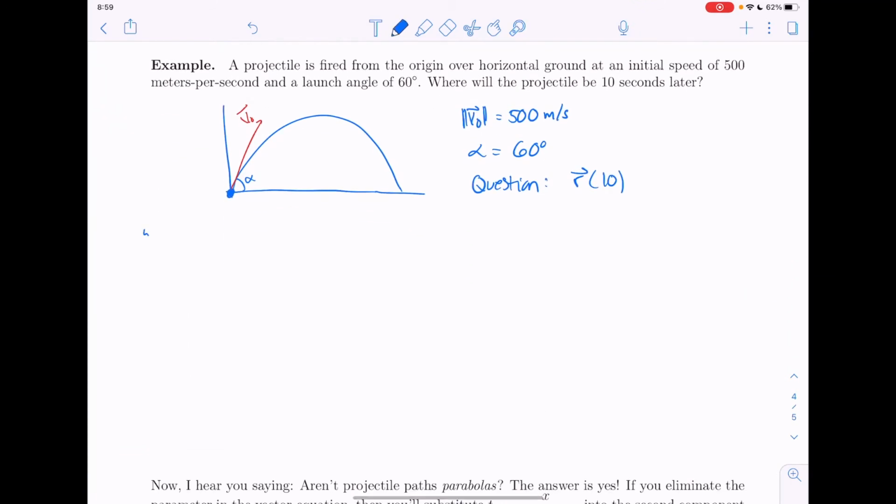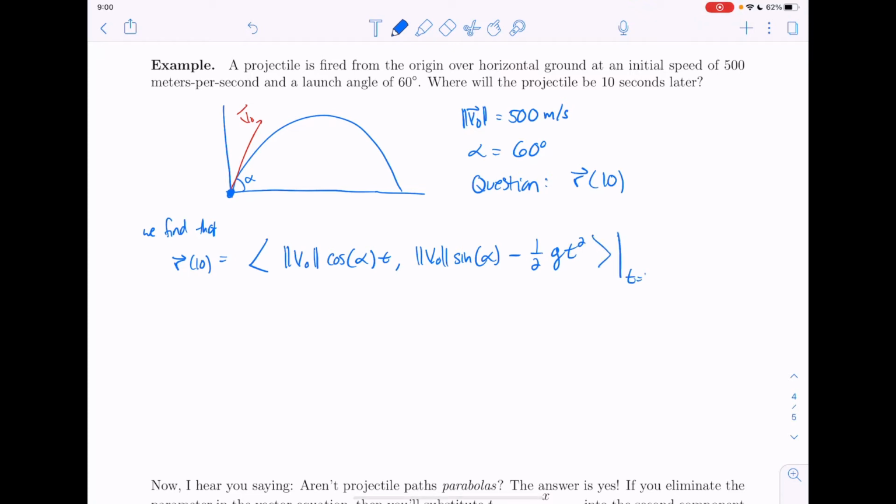So we find that R at 10 is equal to the vector, well, it's going to be V naught times cosine of the firing angle times t. That's the first coordinate. And the second coordinate is the speed times the sine of the firing angle minus 1/2 Earth's gravitational acceleration constant times t squared, where here we want t to be equal to 10.